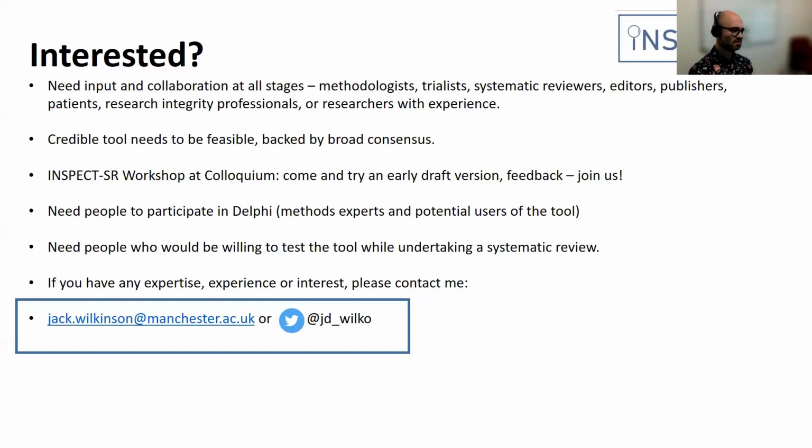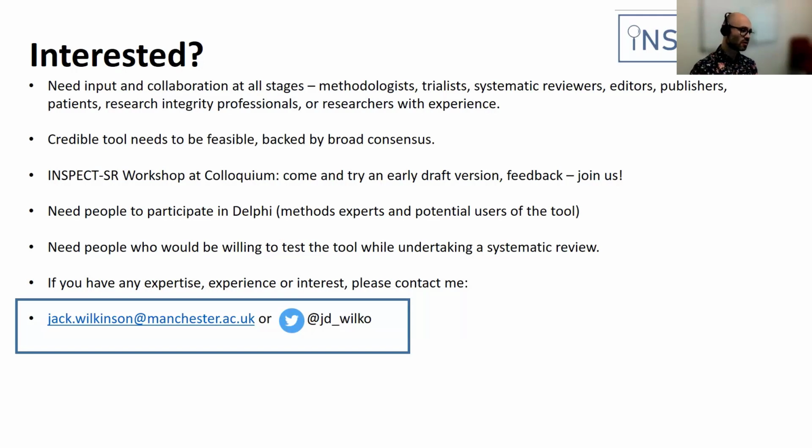I'm very aware that a credible tool is going to need to be feasible, all right? So we need to spend a lot of time assessing the feasibility, but it also needs to be backed by very broad consensus, I think, to be credible. So some chances to be involved or to try things out.